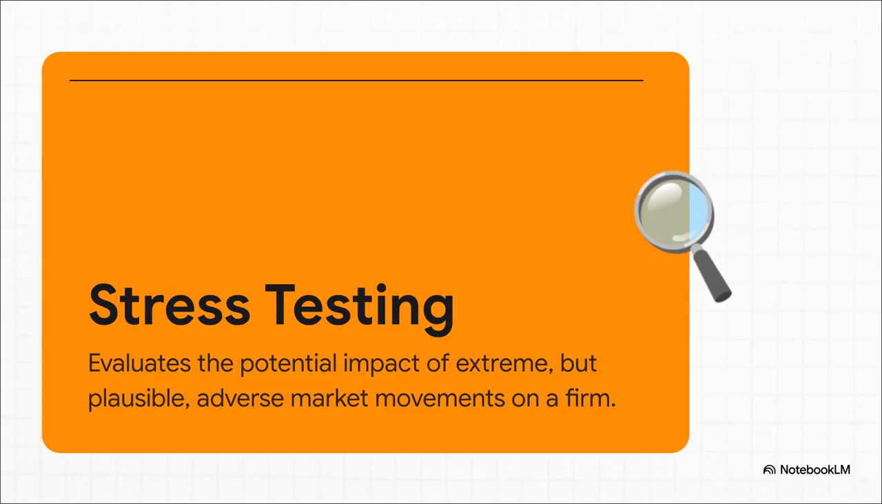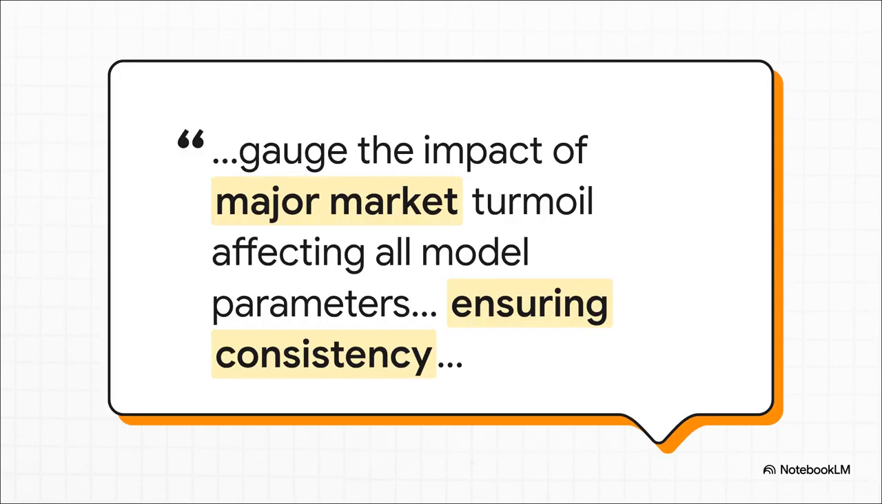And the key words there are extreme but plausible. So we're not talking about alien invasions. We're talking about severe recessions, market crashes, or major natural catastrophes. And a good stress test isn't one-dimensional. It's not just asking, hey, what if the market crashes? It's about figuring out the whole domino effect, how major market turmoil affects all the variables at once, and making sure all those connections make sense. You have to model how all the pieces of the puzzle might fall apart together.